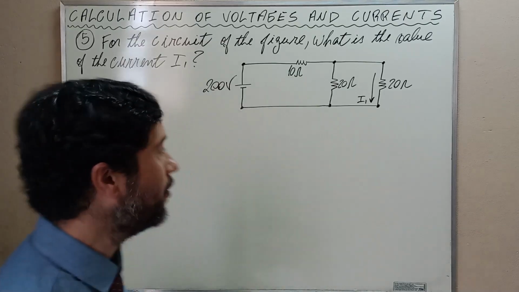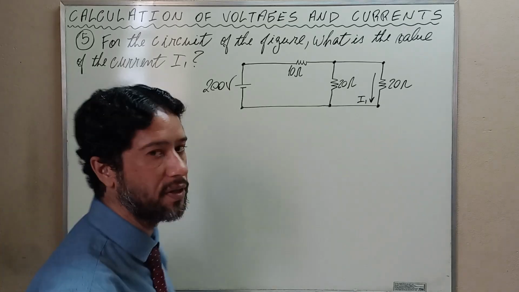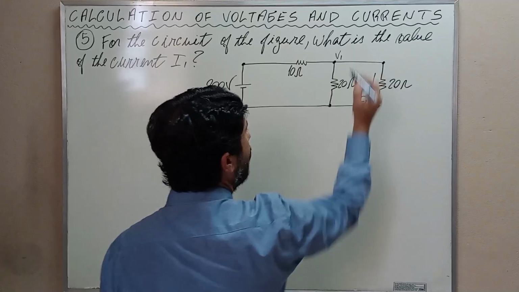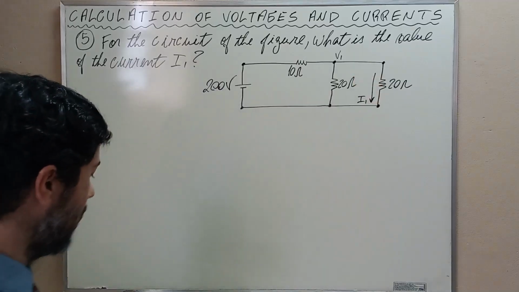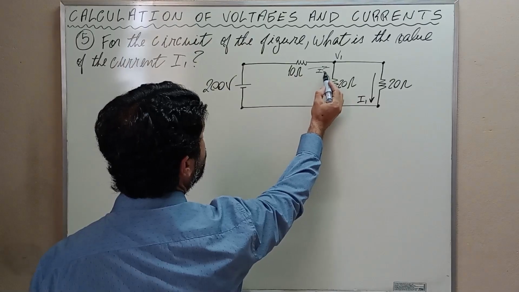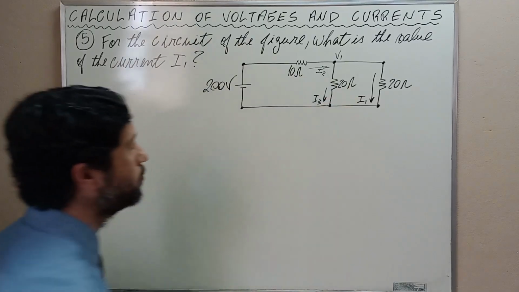Exercise number 5. For the circuit of the figure, what is the value of the current I1? This is the question. Let's go to the solution. And again, to facilitate the calculation and the understanding, I'm going to use some labels. I'm going to call this V1. This I'm going to call I2. And this I'm going to call I3.